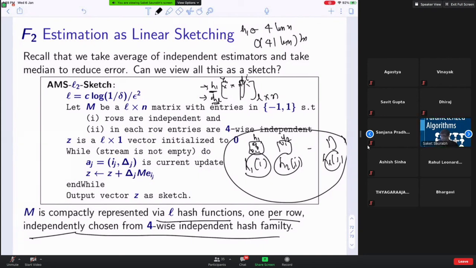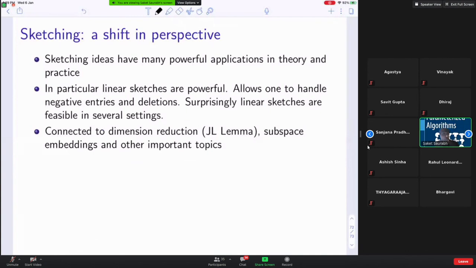Now you notice, before we were doing exactly the same thing. So now you have got a sketch, you have several estimates, and you just return the median of them as your possible answer. Good. So sketching has many powerful applications, both in theory and practice.